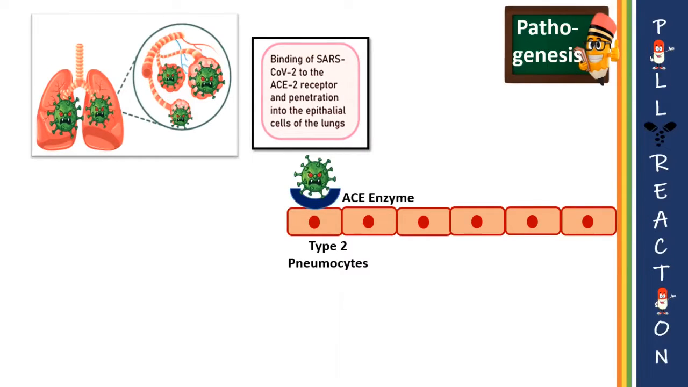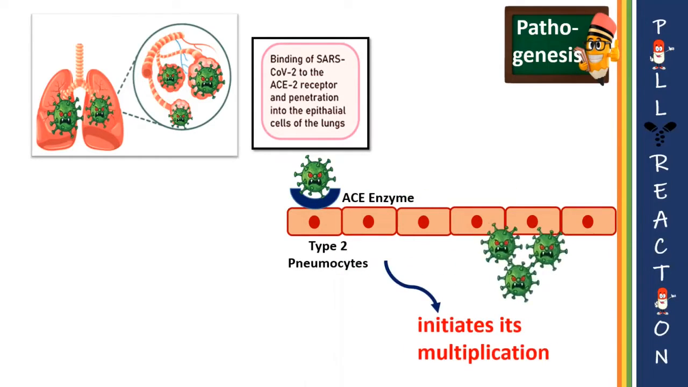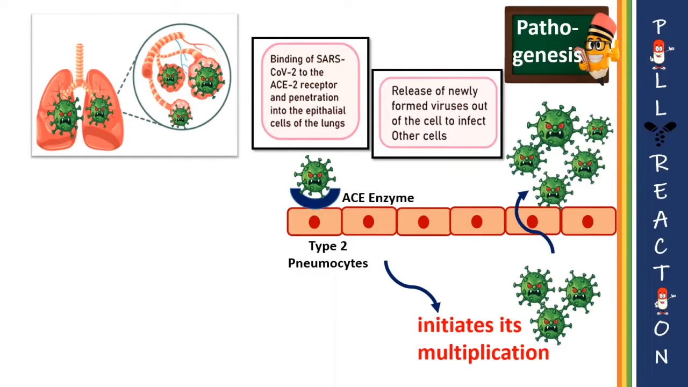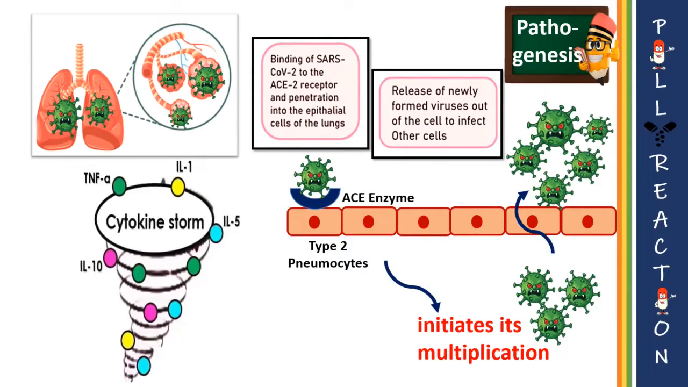After the penetration of the virus into the lungs, the virus initiates its replication and creates multiple copies of its own and releases newly formed viruses out of the cell to infect other cells. Since all this is happening inside the type 2 pneumocyte, the type 2 pneumocyte gets damaged. Hence, it releases specific inflammatory mediators. These inflammatory mediators call the macrophages nearby. Macrophages, once stimulated, secrete specific cytokines. These cytokines in large amounts result in cytokine storm.